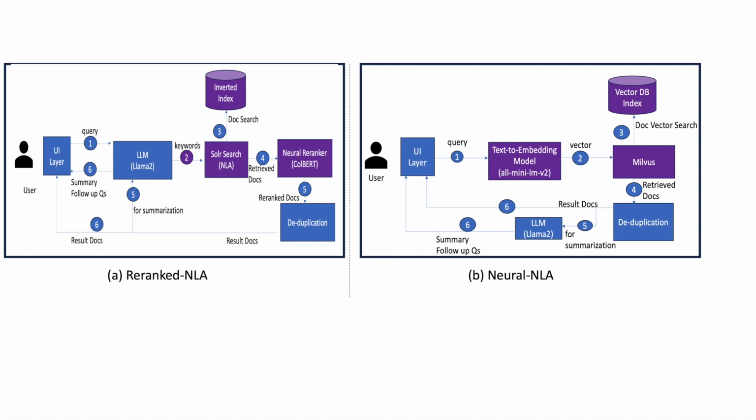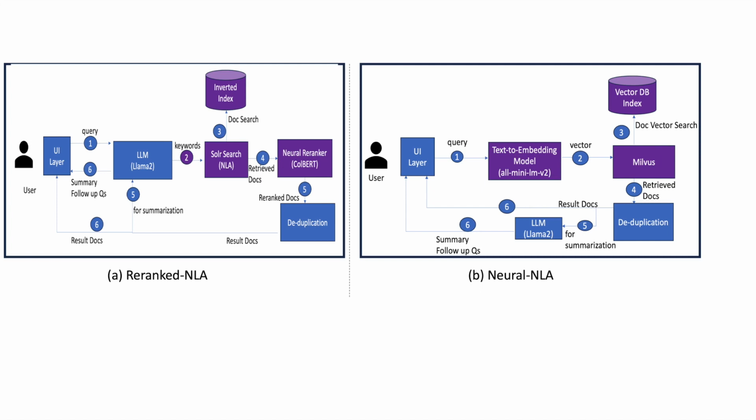Unlike reranked NLA, where neural models are used as a reranker, in neural NLA we use neural models as an end-to-end retriever. To do that, we chose all-MiniLM as our text-to-embedding model, which, given a text, encodes that into an embedding vector. In neural NLA, we need to store embedding vectors and search against billions of embedding vectors, which is much more expensive than maintaining an inverted index. We chose Milvus as our dedicated vector DB.